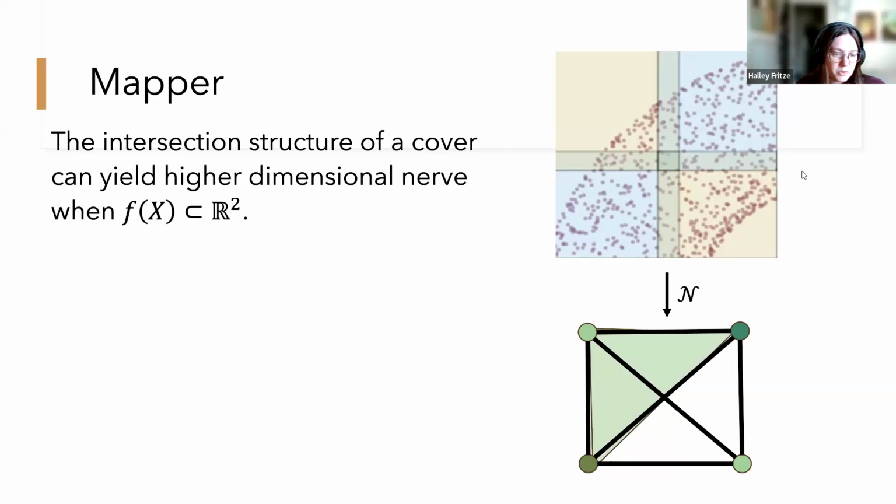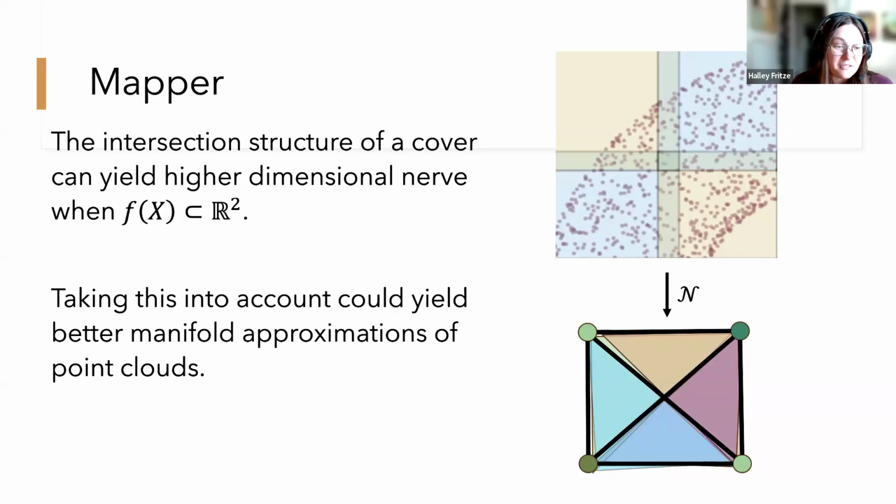So I should be able to fill that in with a 2-simplex. And then similarly with the top 2 and the bottom right, all of these 3-fold intersections are non-empty, so I should be able to just fill in these 2-simplices, because that's the definition of what the nerve is. Taking this into account, we believed that this gives us a better manifold approximation of point clouds, and can help us decipher the density of these spatial approximations through this higher dimensional nerve.